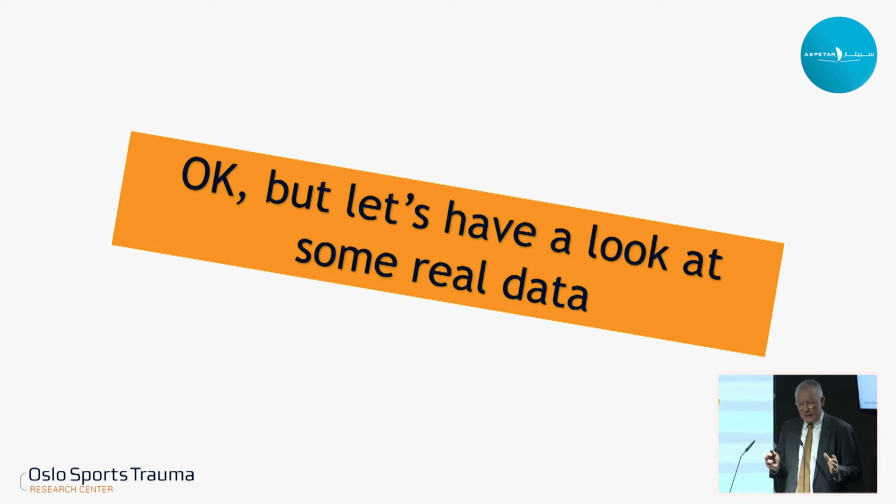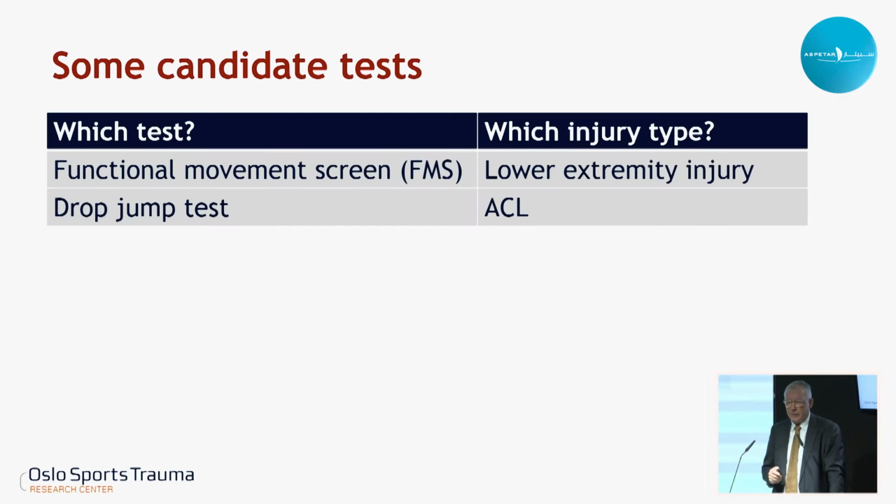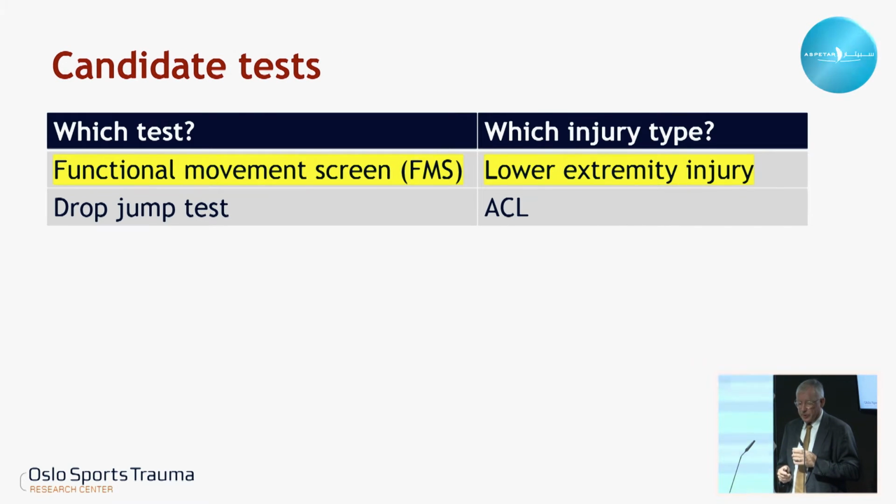Okay, so let's look at some real data then. For the ACL, which is the topic of today, we have perhaps two main candidate risks. So FMS, functional movement screen, and drop jump tests. Those are the ones that are most commonly being used to identify risk of ACL injury. So let's start with the FMS.